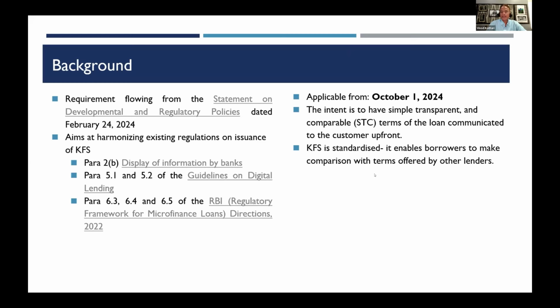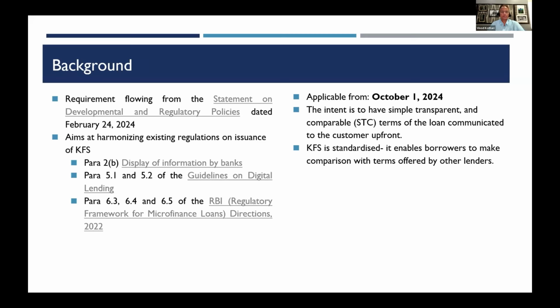And therefore, to the extent there is a new KFS requirement, it replaces the applicable rules earlier. In case of banks, the circular on display of information by banks, digital lending also, to that extent is amended. And likewise, the regulatory framework for microfinance also got amended. So there are amendments in different regulations. It's applicable from 1st October. Like we said, it's intended to have a simple, transparent, and comparable format. So the terms of the customer need to be communicated upfront. It allows the borrowers to make comparison, and that's the whole intent. That's the idea of the KFS.